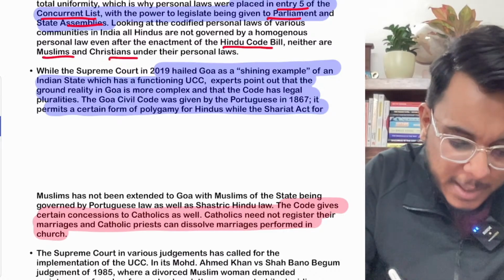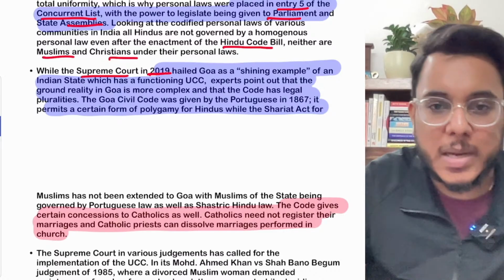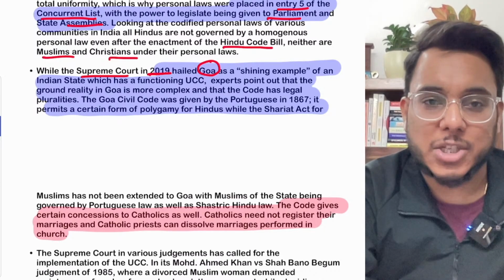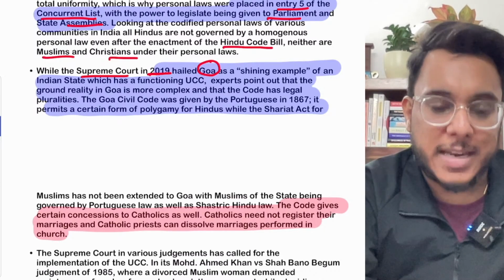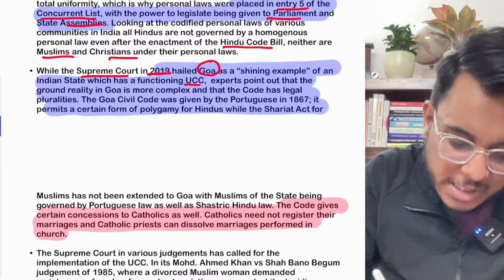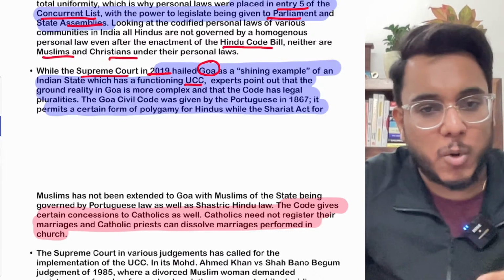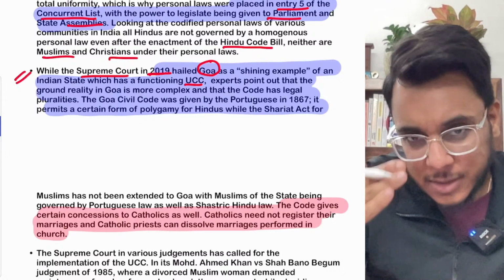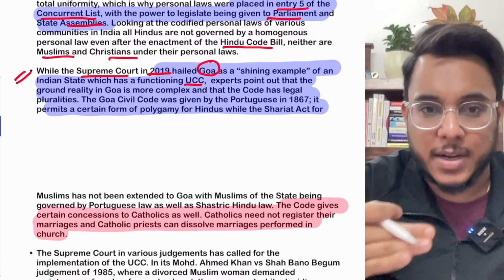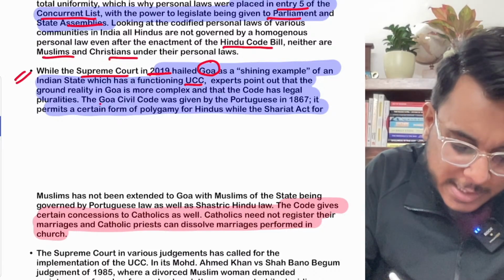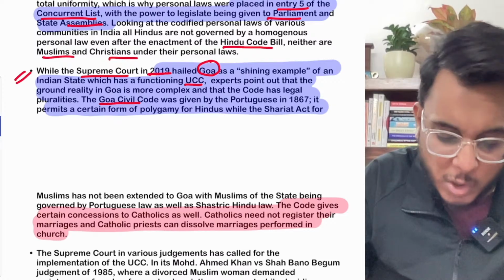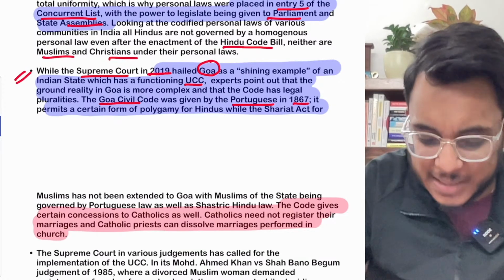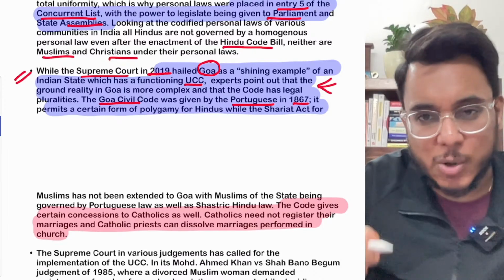Now, what happened in 2019, actually, is that the Supreme Court gave the example of Goa and appreciated Goa as a shining example where the UCC is functioning. Now, when we talk about Goa's UCC, let's discuss it a little bit more, and why the Supreme Court has appreciated it. In Goa, the civil code was given by the Portuguese in 1867. But this is something that is there and it is continuing till now.